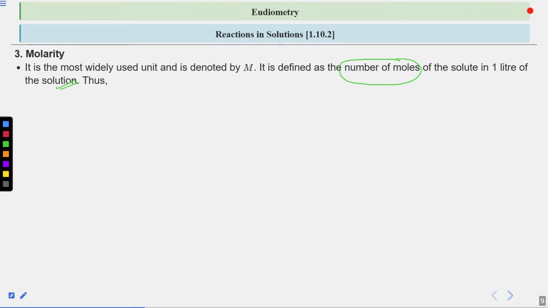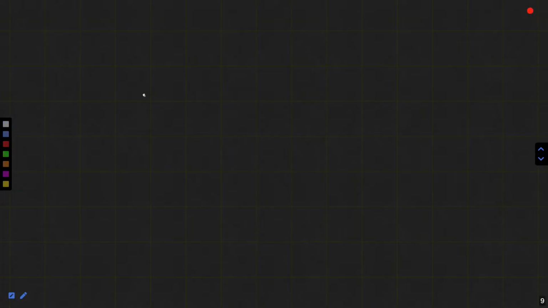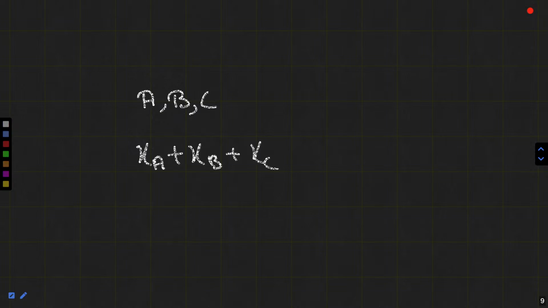Okay. So if there were, say, 3 components in the solution instead of only 2, then the addition of all the mole fractions, chi a plus chi b plus chi c, will be equal to 1. Okay.